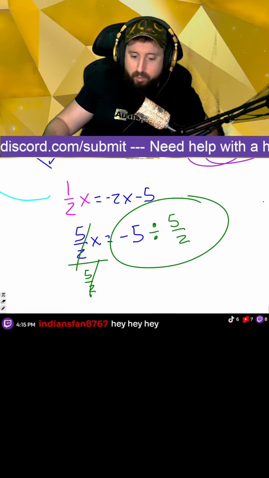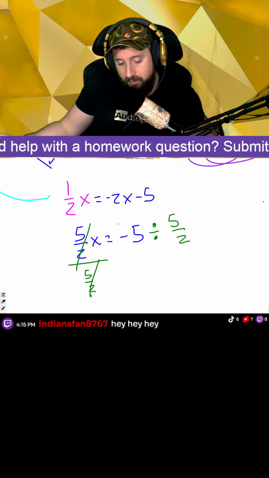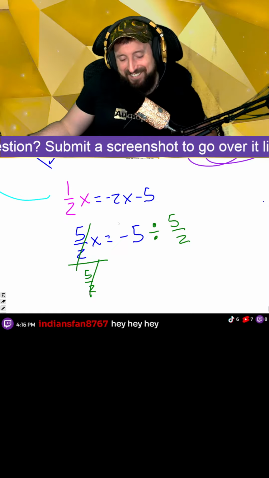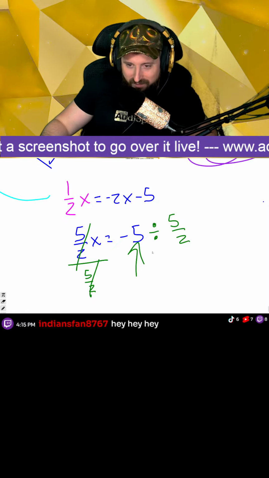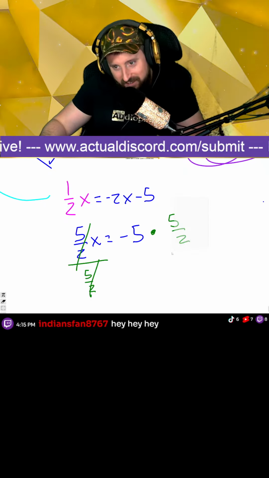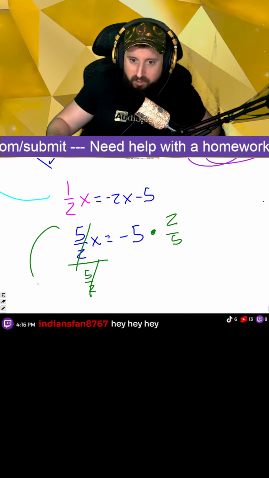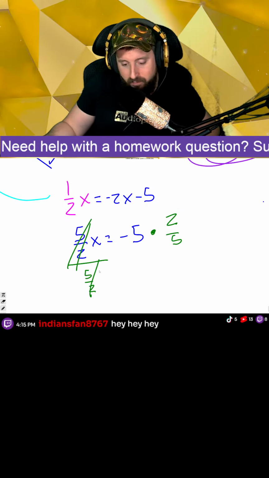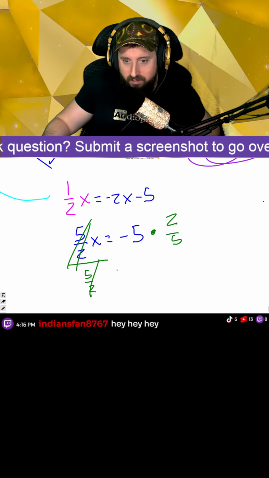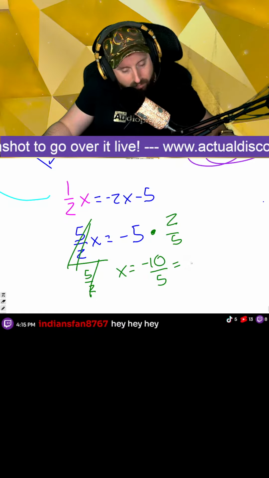Okay. And then do you remember the rule for dividing by fractions? It's called keep, change, flip. Have you heard that before? You keep the one number. You keep this. You change this. You multiply that by 2 over 5. Bingo. Do you see how I multiply both sides by 2/5? Multiplying by 2/5 would have killed this off too. So 10 over 5. -10 over 5, which is equal to -2.